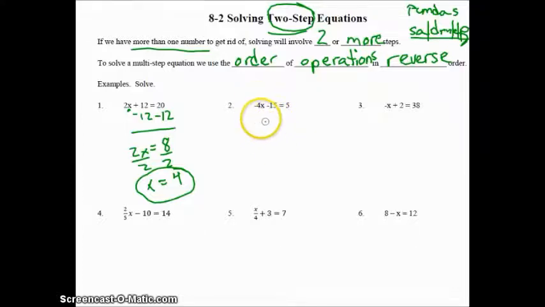Okay, for this next one, -4x minus 15. Are we going to add 15 first, or are we going to divide by -4 first? We are going to add 15. So I'm going to add 15. Remember, addition and subtraction do come first. So this is 20 equals -4x. Okay, now we just have a one-step equation if you think back to the last section. Divide by -4, divide by -4, x is equal to -5.